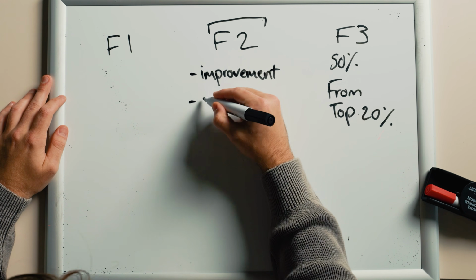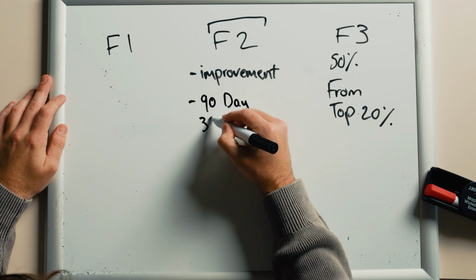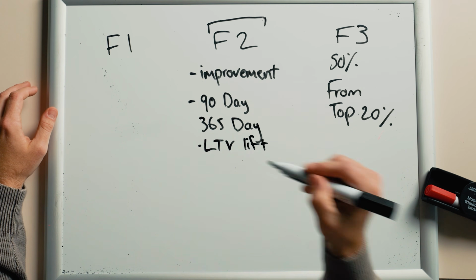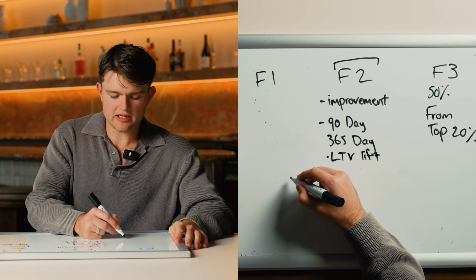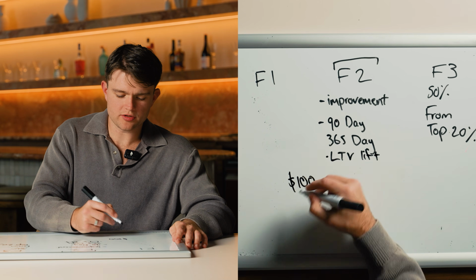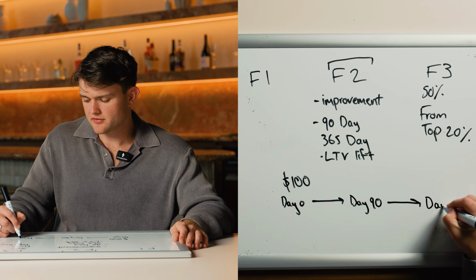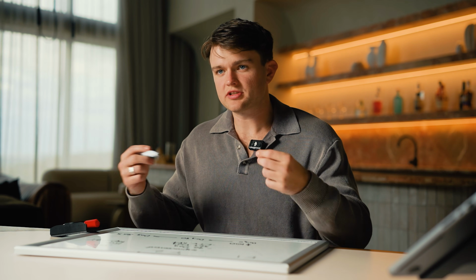So we actually look at our 90-day and 365-day LTV lift. So that's essentially measuring the lift in lifetime value on every single customer we acquire. So say you acquire a customer today at $100 on day 0. What are they worth at day 90? And what are they worth at day 365? This lift essentially tells you how your retention is going in a monetary sense, in a dollar value.